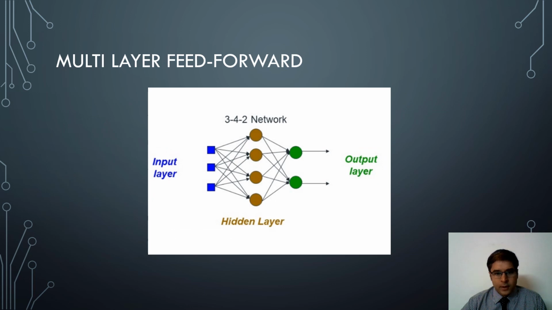Next we discuss multi-layer feed-forward neural networks. It consists of one input layer, a set of one or more hidden layers, and one output layer. The hidden layers can be more than one; in this figure it is shown as one for simplicity. So this is a multi-layer feed-forward neural network.